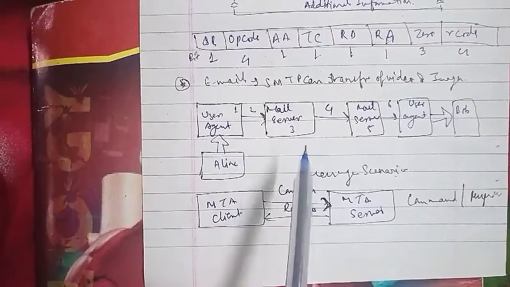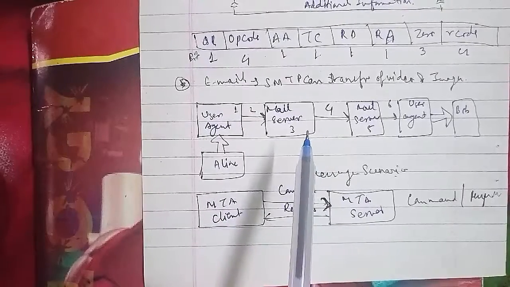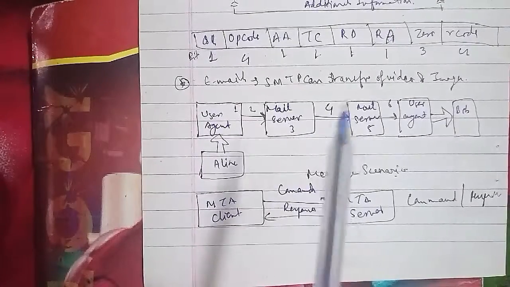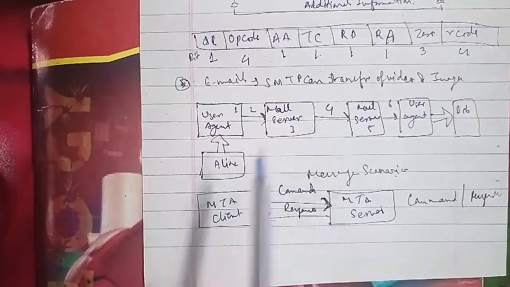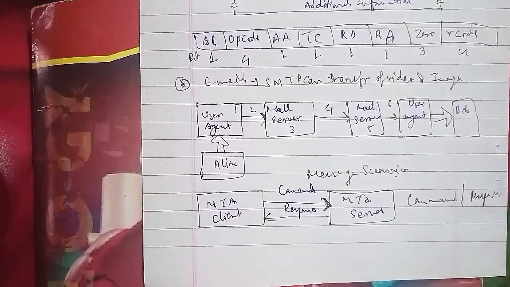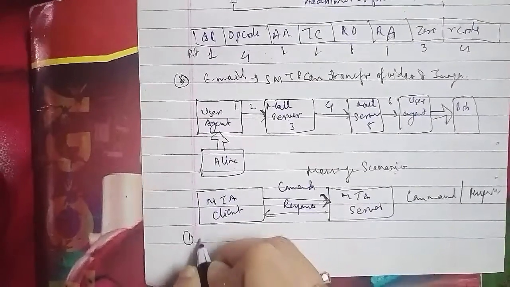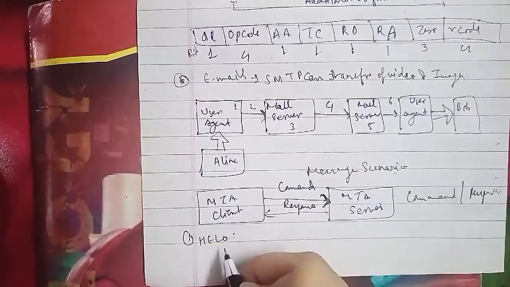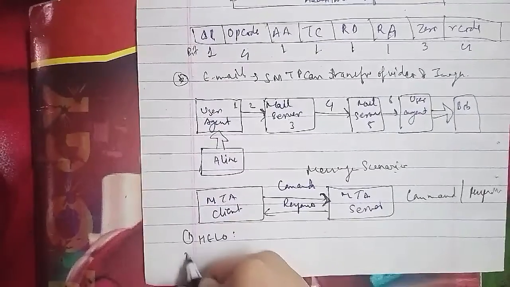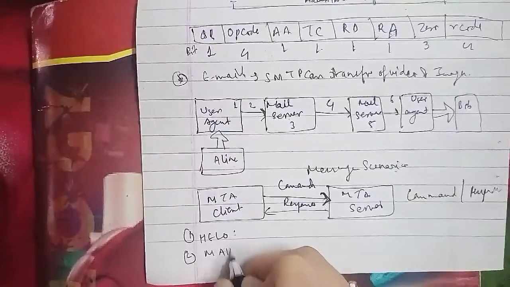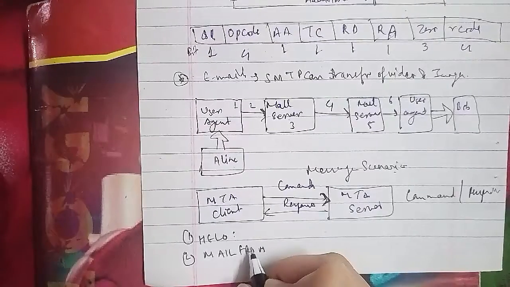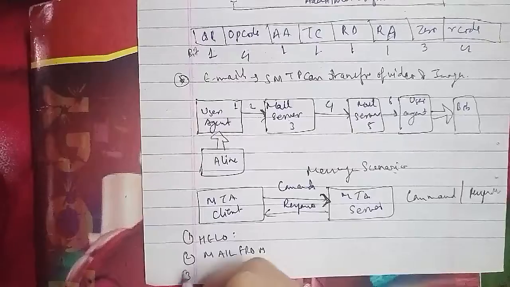Now we'll talk about the advantages of IMAP4 over POP3 mail access protocol. That is what we have to discuss. Advantages of IMAP4 over POP3 mail access protocol. We have 7 advantages of IMAP4 over POP3 mail access protocol.